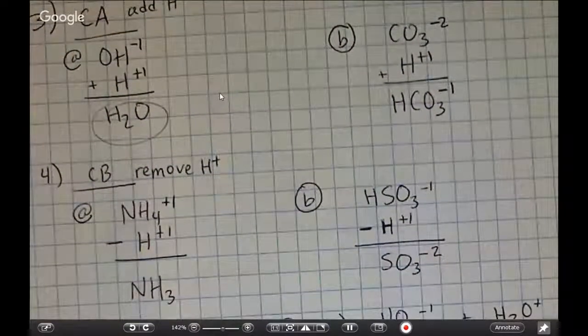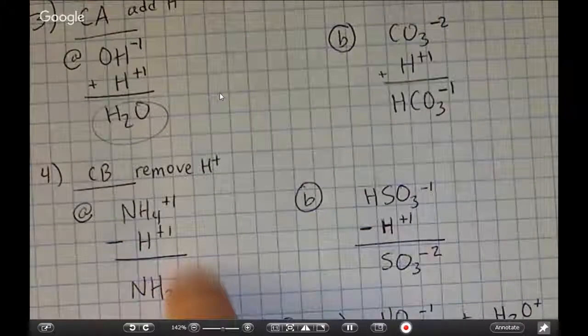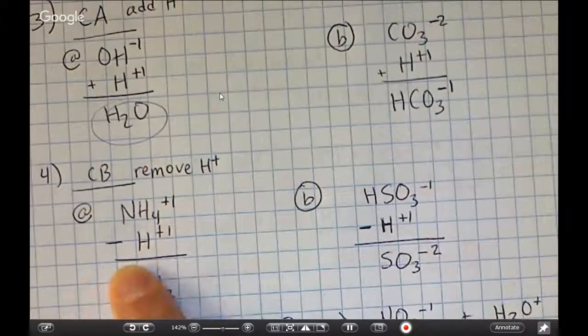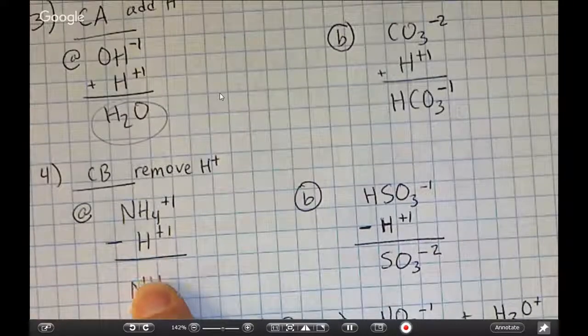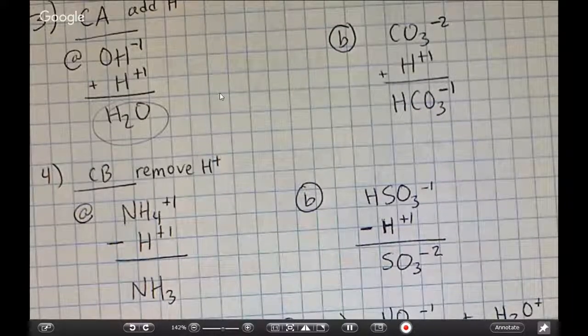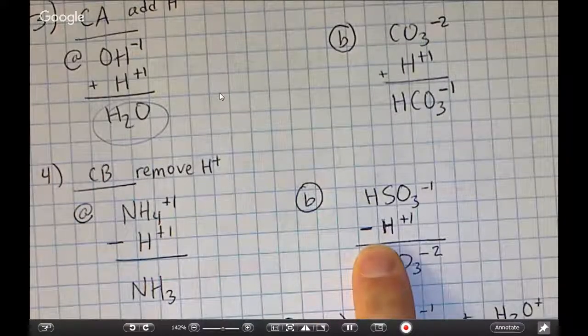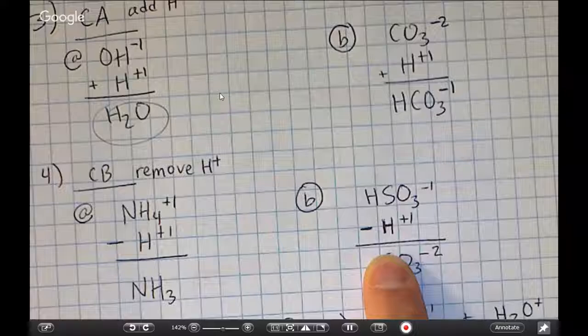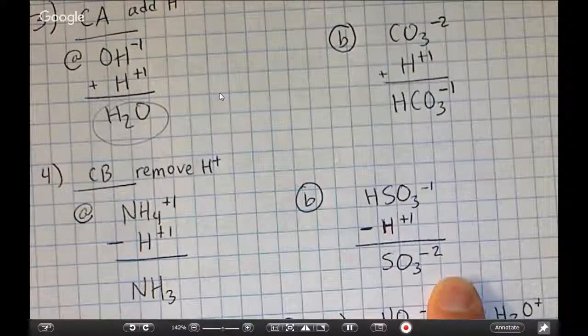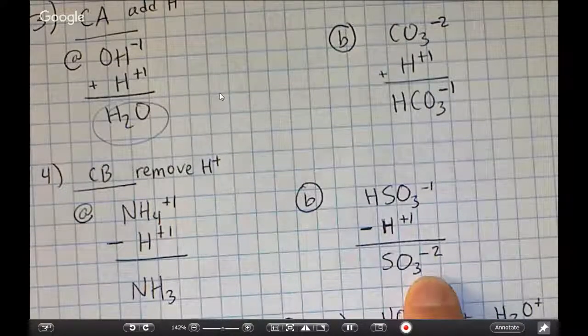Okay, for 4, the conjugate base, remember the conjugate base is what's left when the acid donates its proton. So if we're losing a proton, just subtract or remove it from the formula. So if you start with NH4 +1 and we remove H +1, now the charge should be 0, and we have 1 less H in the formula, so it's NH3. In B, we started with HSO3 -1. If we remove a proton, now we lose an H, so we're SO3, and the charge was -1 minus 1, which is -2.